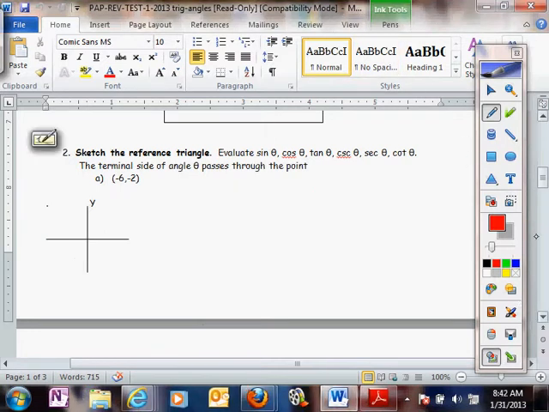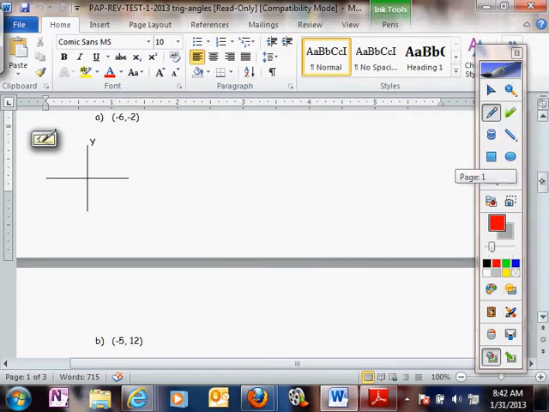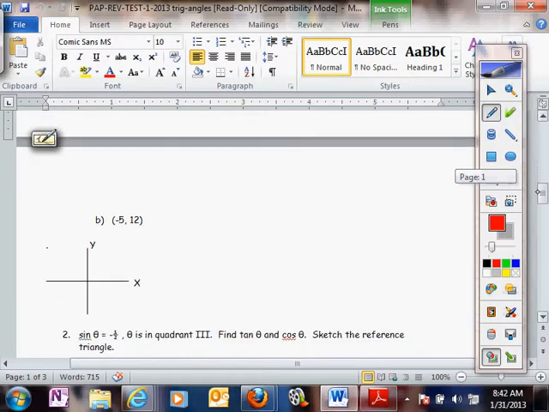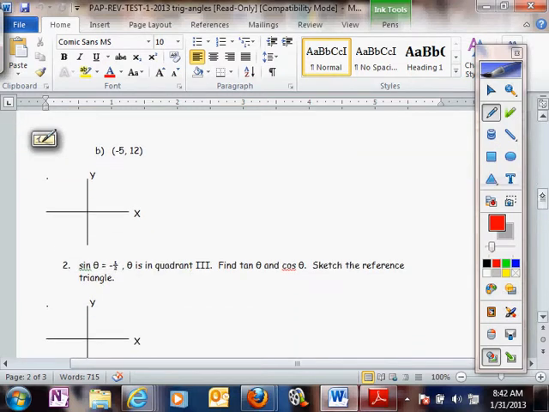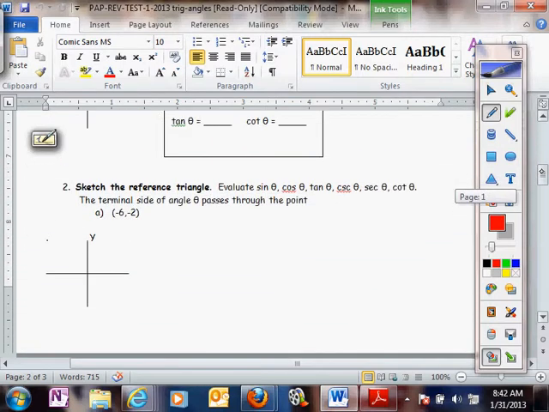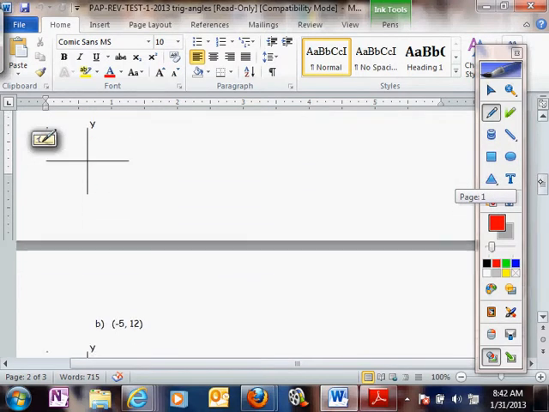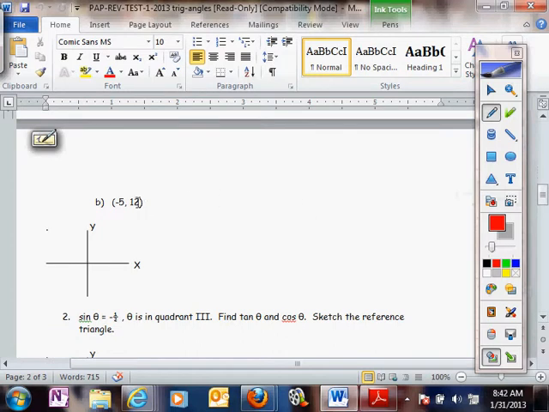Continuing on. Part B is another example of that problem. You're just going to do the same thing here. You're going to sketch this reference angle with terminal side going through this point, and then you're going to find the 6 trig functions. So it's the same thing.